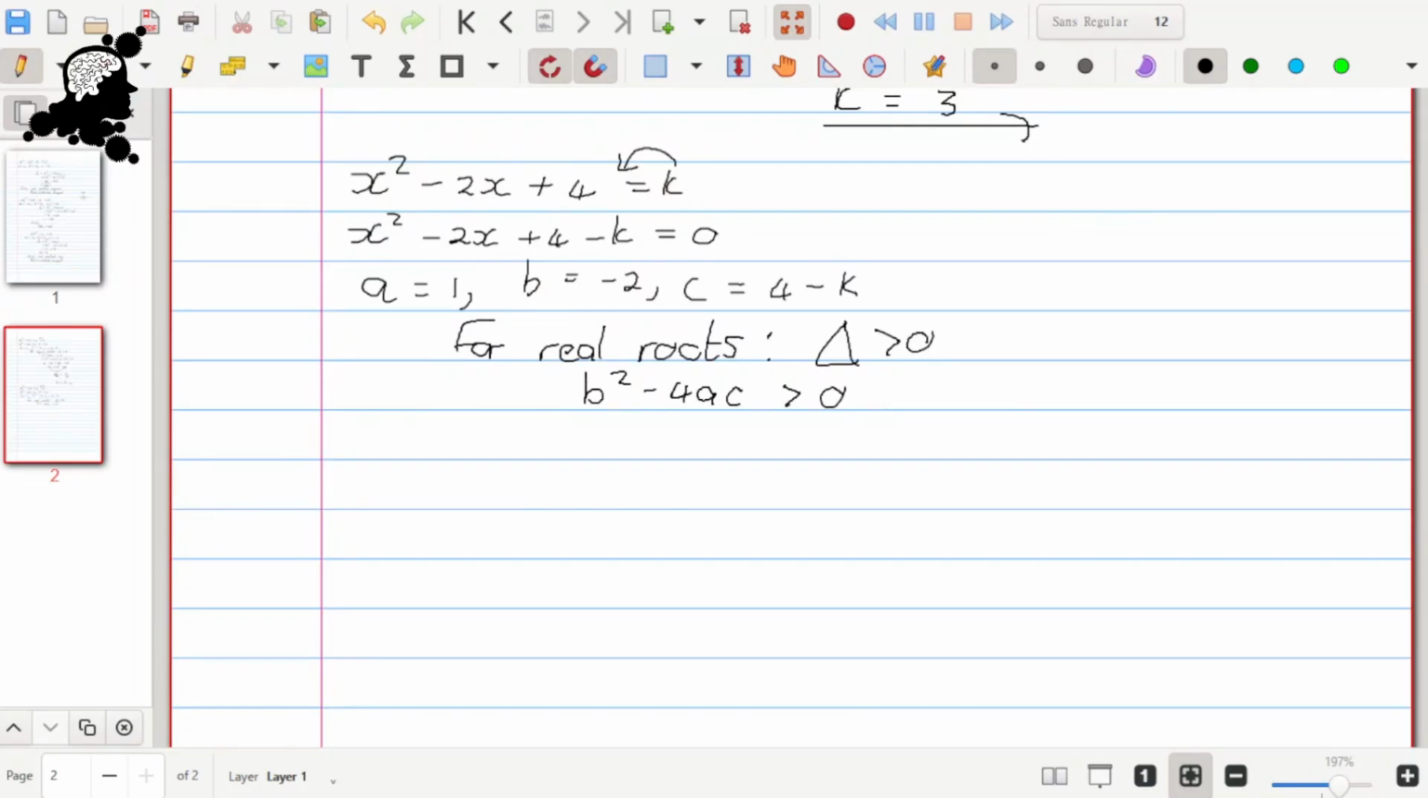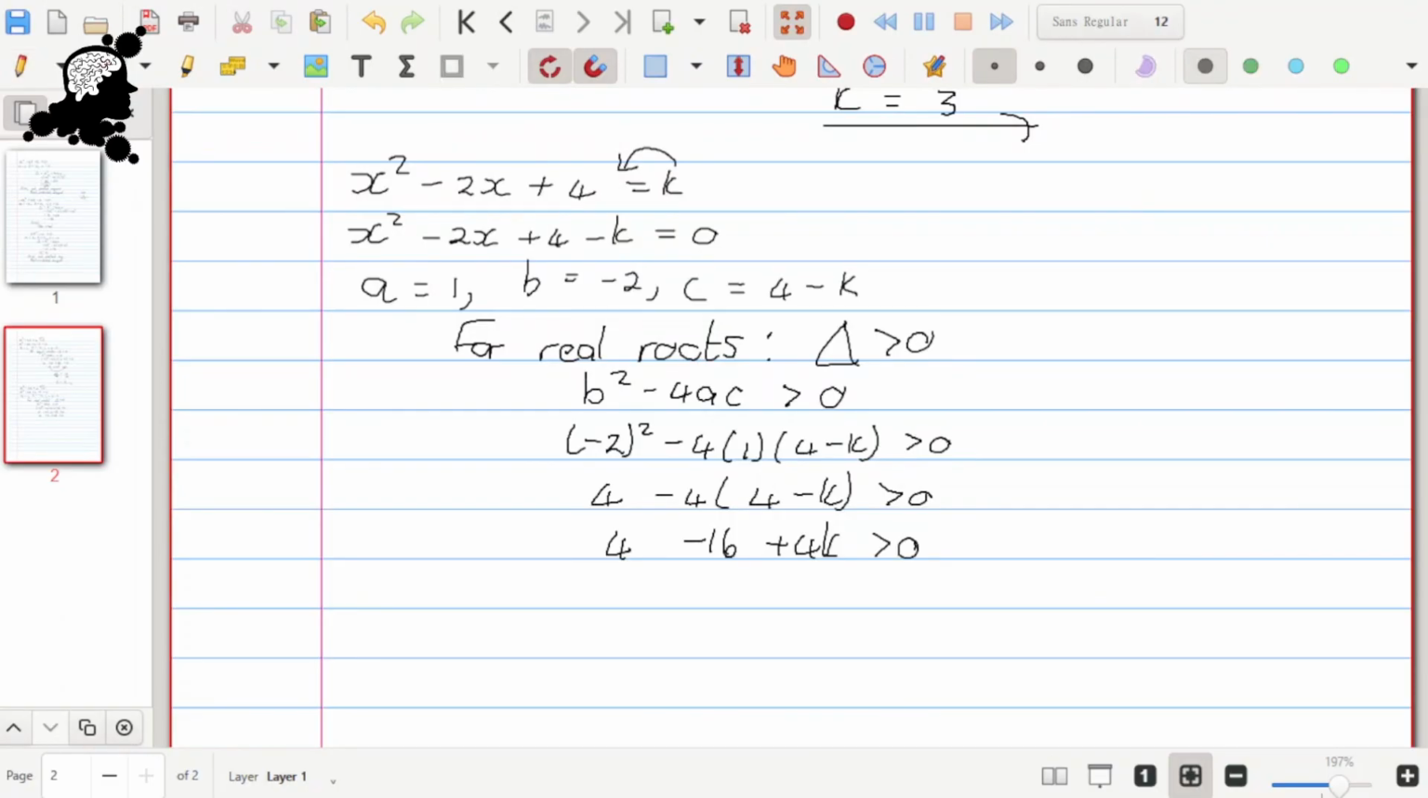The value of b we said is negative 2. So let's substitute negative 2 squared minus 4 into the value of a, which is 1. The value of c once again is 4 minus k. This is greater than 0. 4 minus 4 into 4 minus k is greater than 0. When we simplify this, we get 4 minus 16 plus 4k, which is greater than 0.